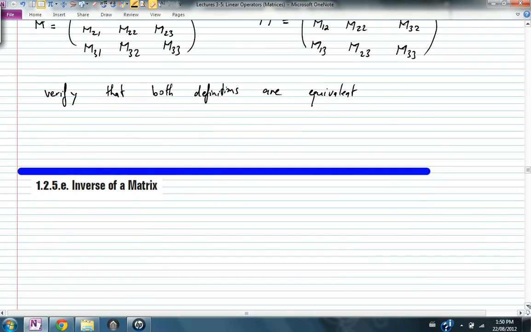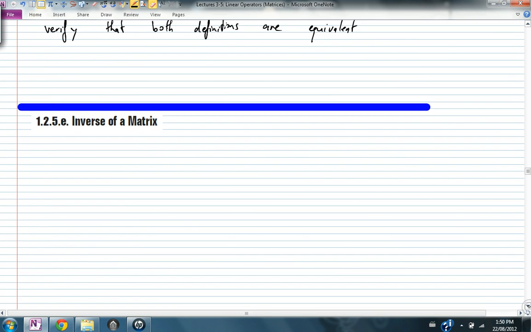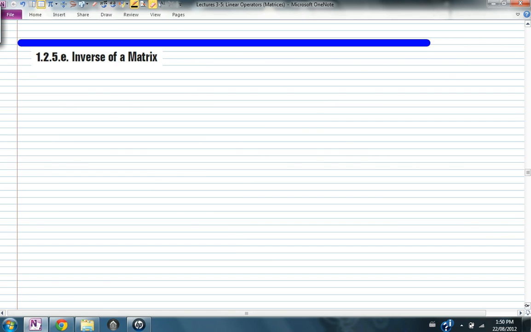The inverse of a matrix, we discussed for an extended section, and the measure whether a matrix is invertible or not lies in the determinant of M.